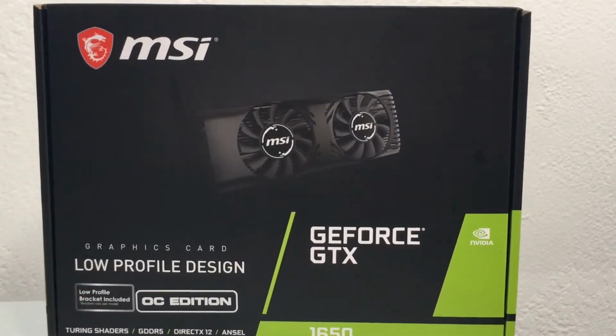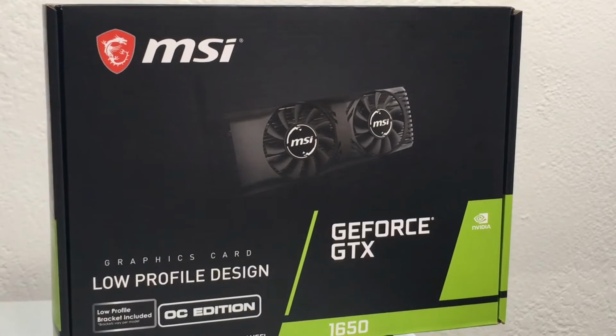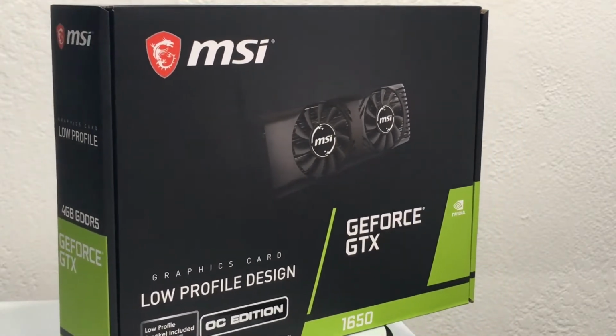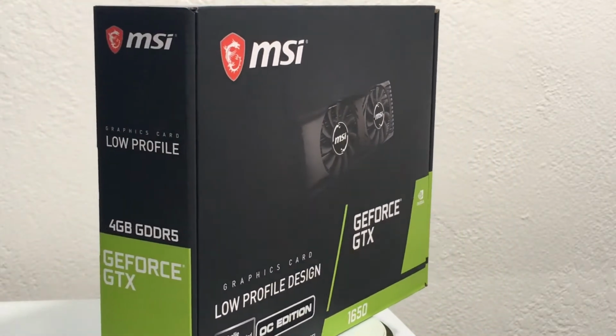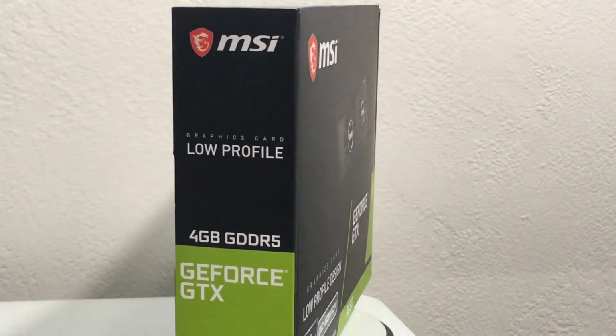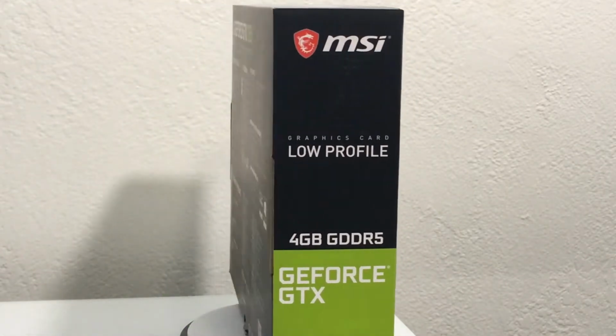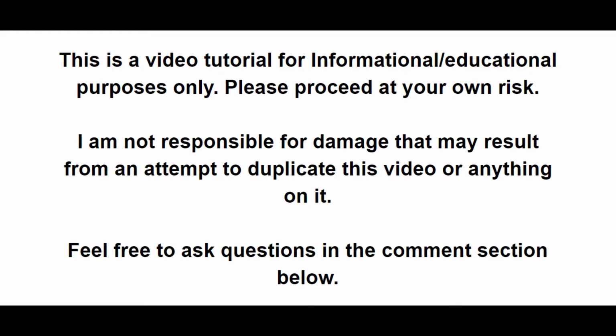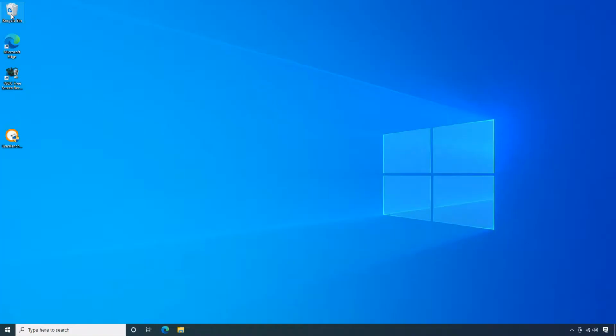Today we are installing the GeForce GTX 1650 graphics card on a Dell Precision T3600. One thing you definitely want to keep in mind is your power supply. They do recommend at least a 300 watt power supply for this graphics card. So let's get to it.